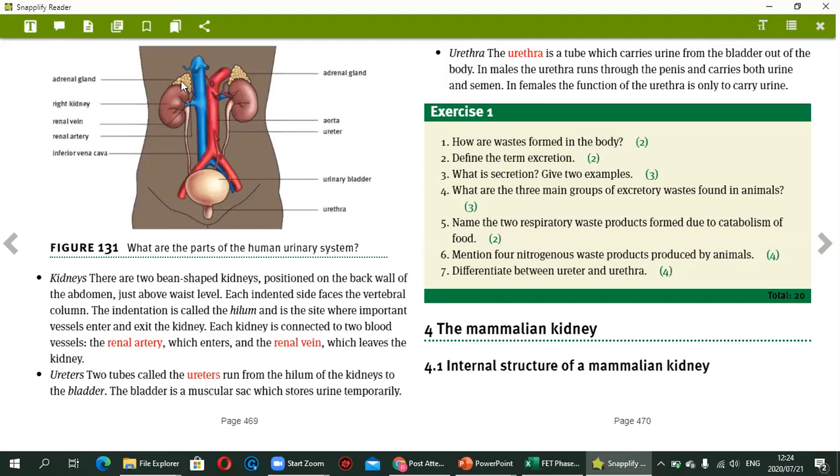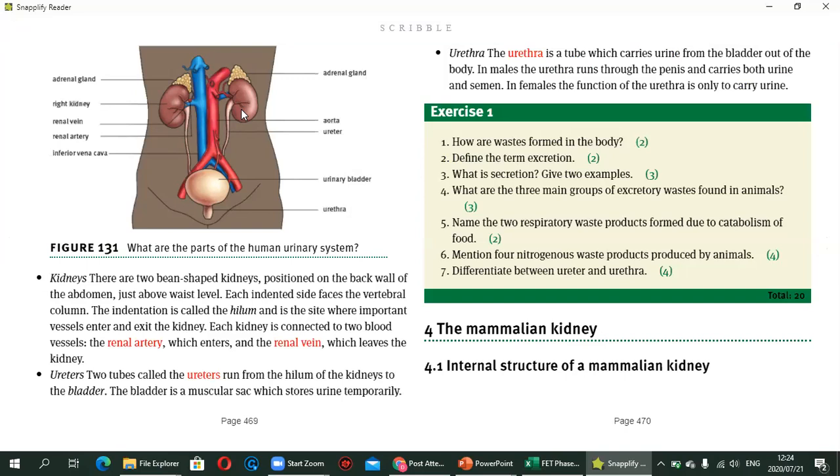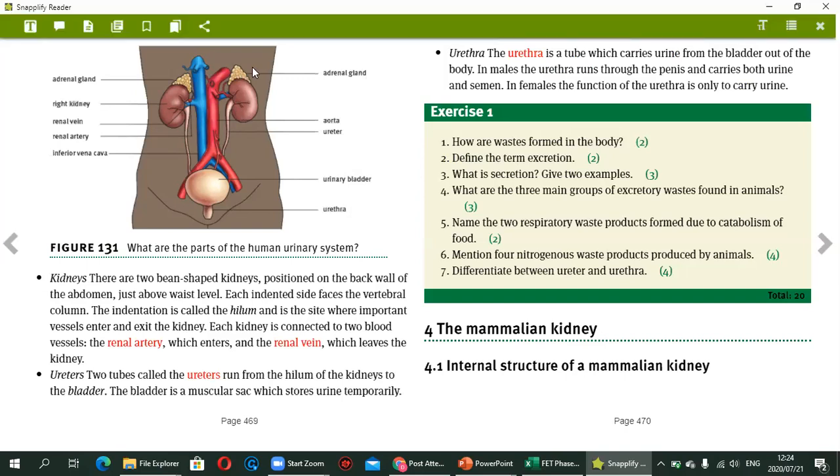Then the adrenal glands, they play a huge role in maintaining control of the water and salt concentration in your blood, because they are there with the kidneys. Remember, the kidneys have a very important role in the urinary system and in maintaining salt and water balance in the body. So they play a huge role. They release the hormones that are required in that process. Then you have the aorta over here, which is also very prevalent in the circulatory system.